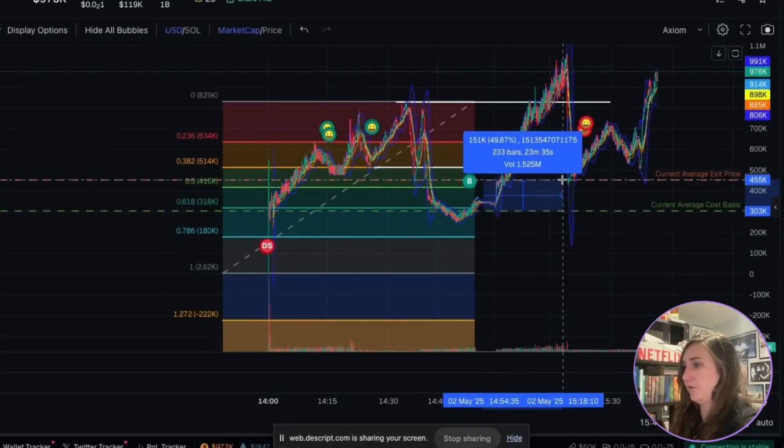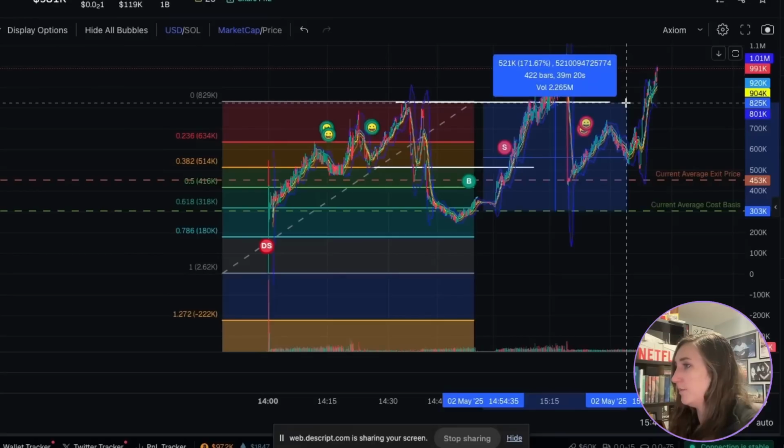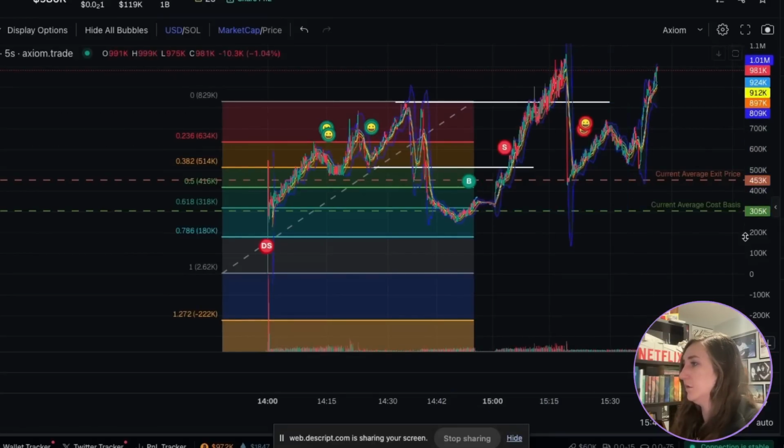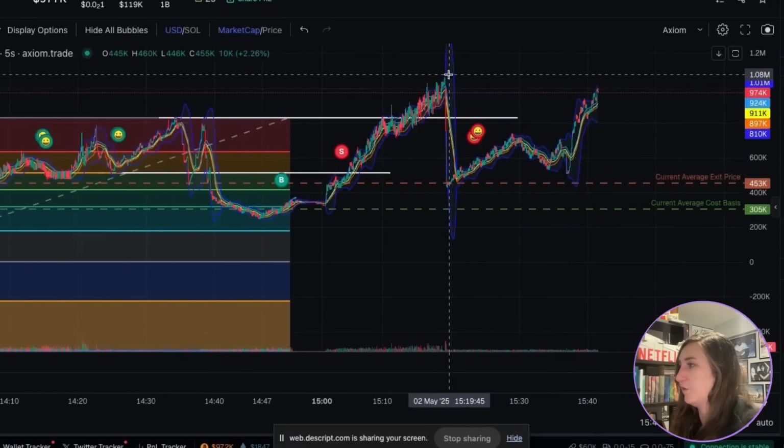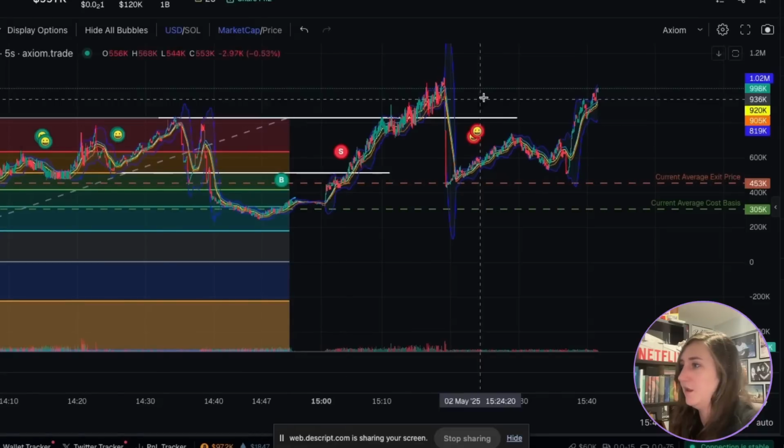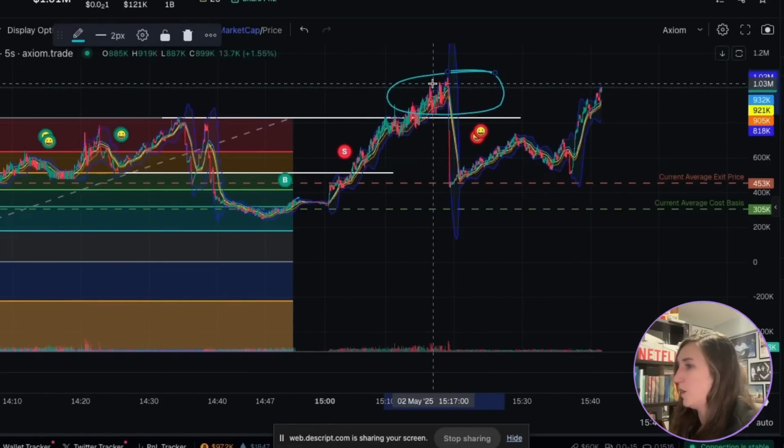So this is only a 1x, right? You put 1 sol in, you have 1.5 sol now. Had you held it all the way up to here, that's 2 to 3x now. It's still pumping up. It even came down. Everyone sold at 1 million. Once again, psychological selling level here at 1 million.